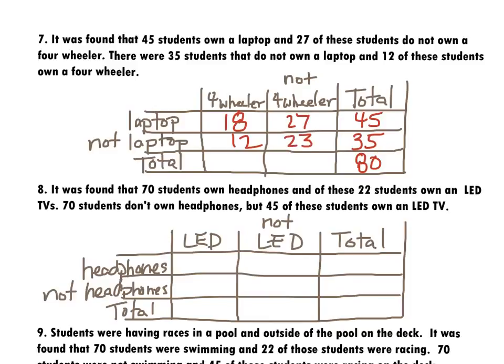And then we can add our rows up. 18 and 12 is 30. 27 and 23 is 50. And lo and behold, 30 plus 50 is 80. 45 plus 35 is 80. And we've got our two-way table.